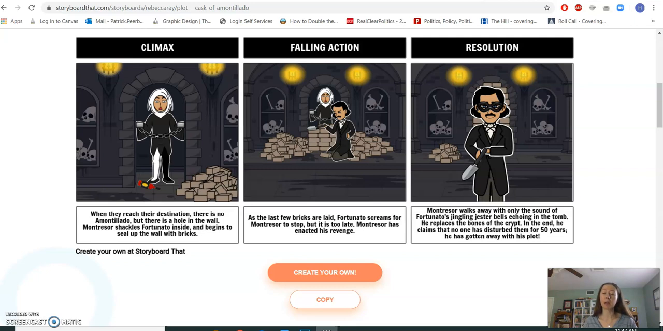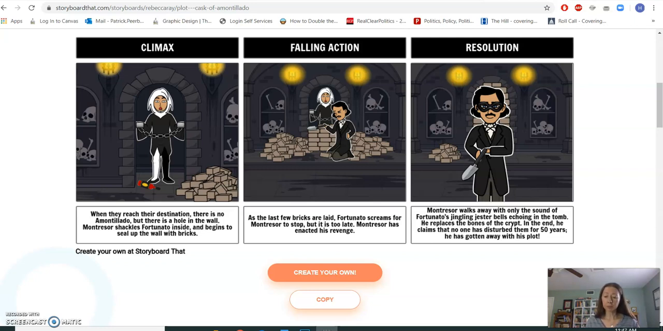One of the things that really leads Fortunato to his doom is the fact that he is drunk and easily led. And remember that Poe himself struggled with alcoholism and addiction. And so he may be making an argument by creating these two settings. He may be making an argument about the dangers of this kind of behavior.